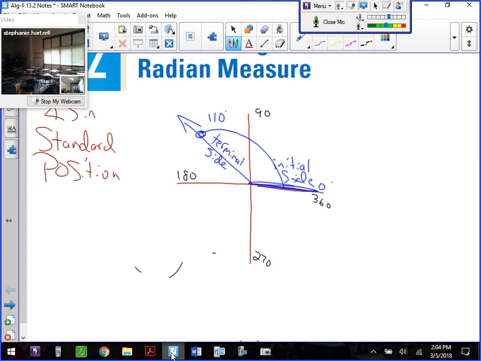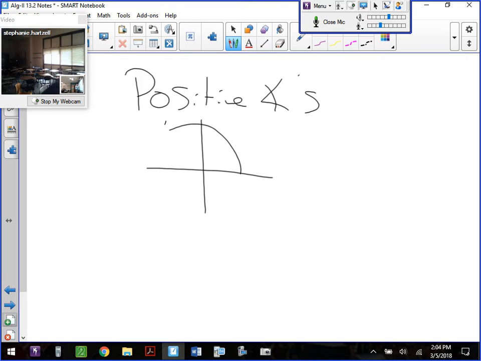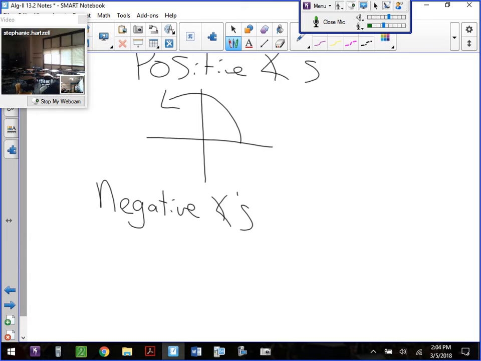Oh, did it all go away? Yeah. Oh, look at that. So positive angles go that direction, and then negative, just a little bit. So it's clockwise or counterclockwise.